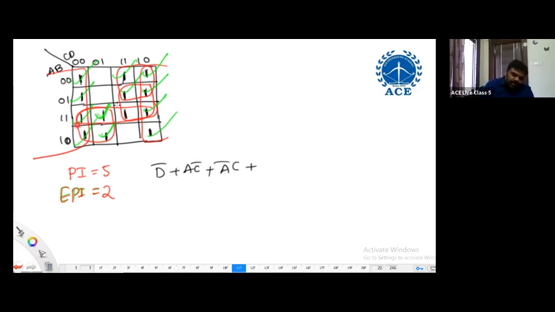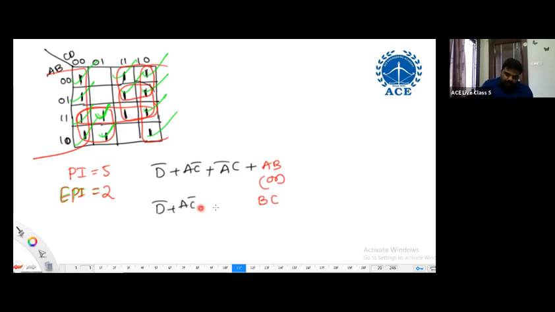One non-essential is this, resulting in AB. Another non-essential is this, covering this minterm. So, to cover this minterm, there is one possibility and a second possibility. One possibility is AB, another possibility is BC. Which one should I consider? Either AB or BC. Both have the same complexity.